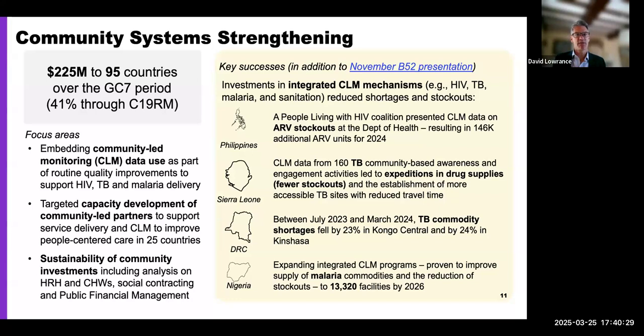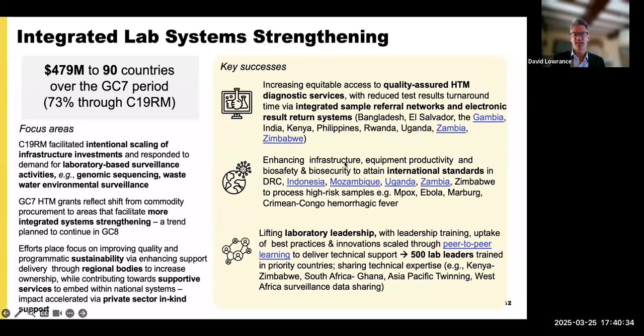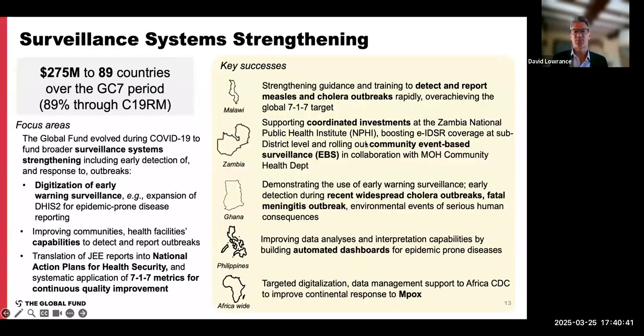And then if we could, RJ, I think the next slide is laboratory. For the sake of time, because these slides will be made available, we'll go to the next slide, which is a little more specifically PPR focused. Here we have the surveillance system strengthening. Again, these are unprecedented investments from a quantitative standpoint in a large number of countries. Now, most of these investments have come through C19RM.